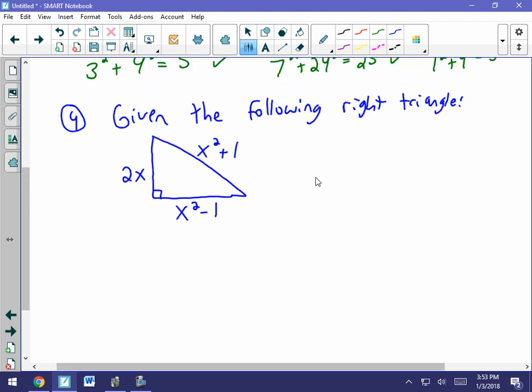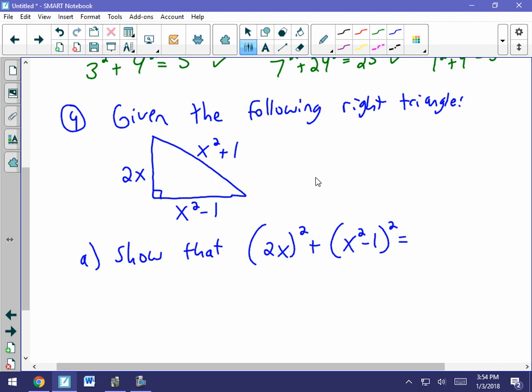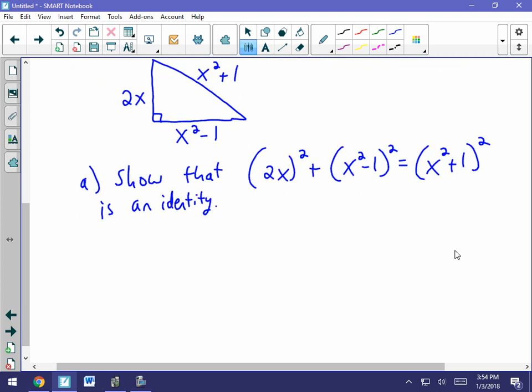Okay, so given this right triangle, we want to show that (2x) squared plus (x squared minus 1) squared equals (x squared plus 1) squared is an identity. So where are they coming up with this? These are the sides of our right triangle. So if that's going to be a right triangle, then the Pythagorean theorem would have to hold true. So a squared plus b squared should equal c squared. Okay, so we want to show that.